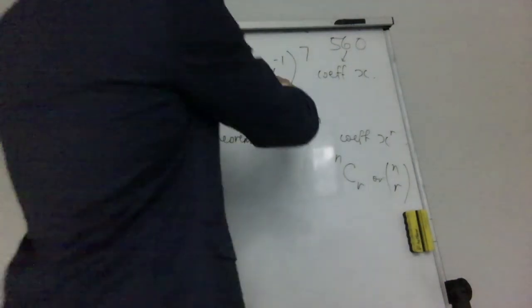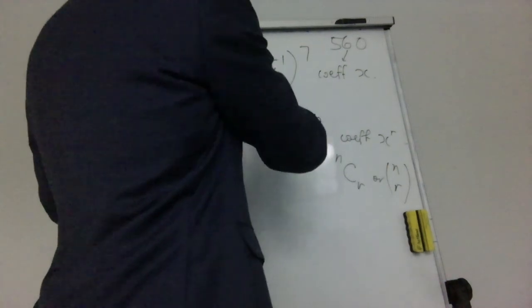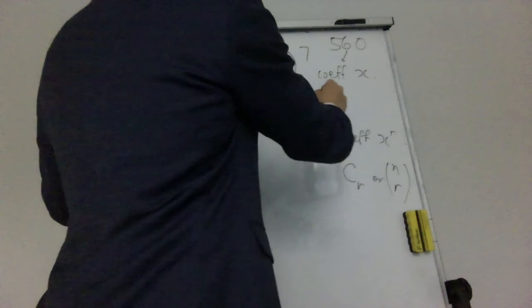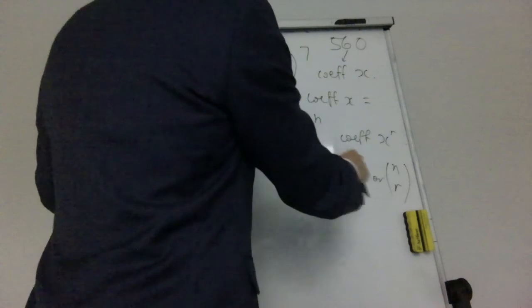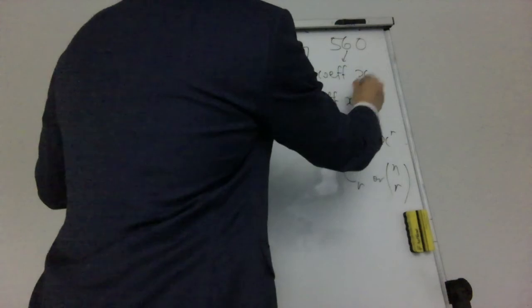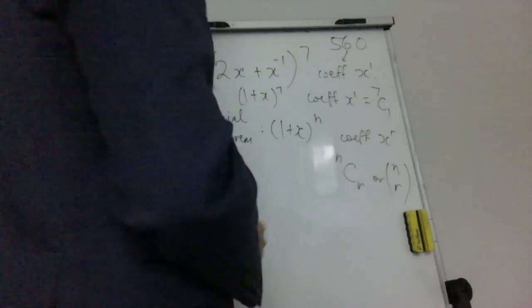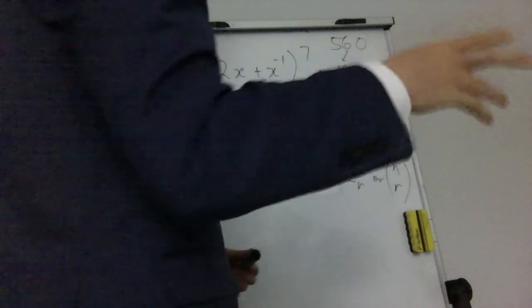So if this question wasn't 2x plus x inverse, if it wasn't some funny thing like that, if it was just (1 + x) to the 7, the coefficient of x would be 7 choose... r would be 1, see? 7 choose 1. Wait, 7 choose 1 is just 7, right? Yes. Very good. When you understand why the numbers are like that, you can always come up with 7 choose 1 is just 7.